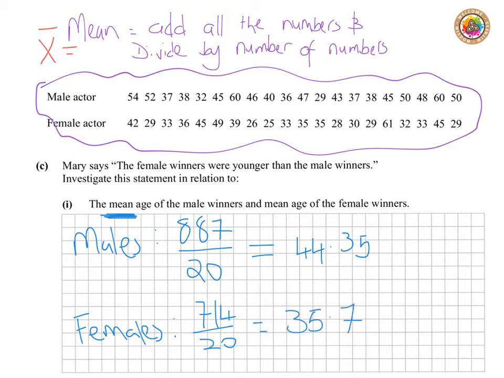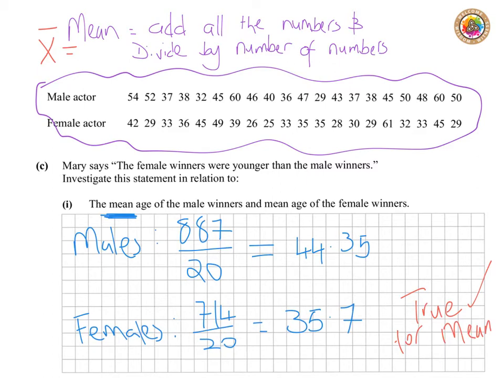35.7. So Mary had said that the female winners were younger than the male winners. Well, in terms of for mean, that is true for females. Okay, that statement, true, females are younger. Okay, true for mean.